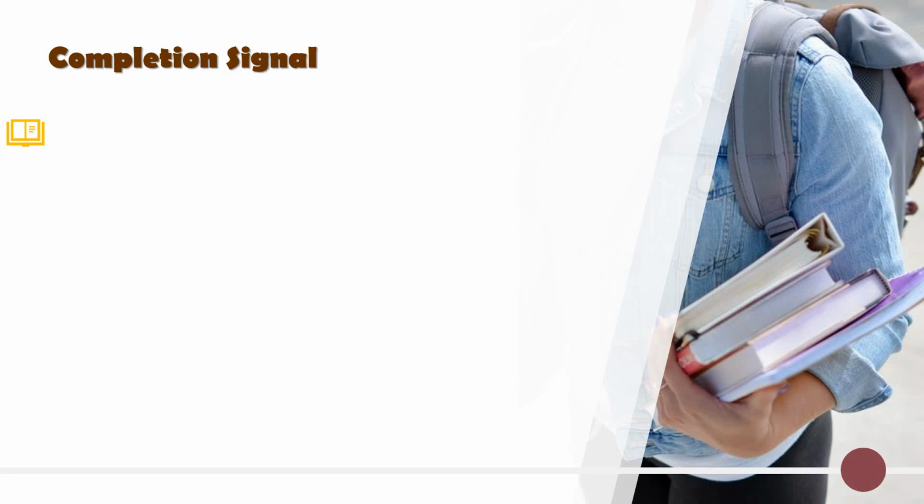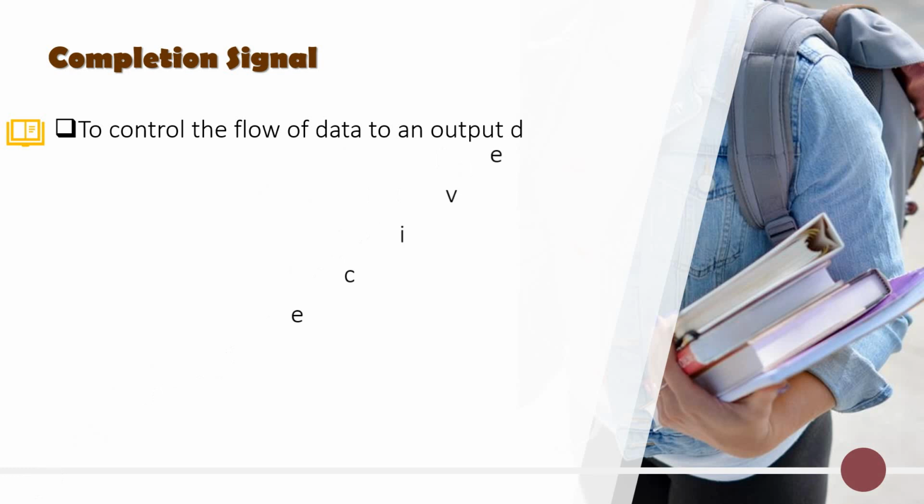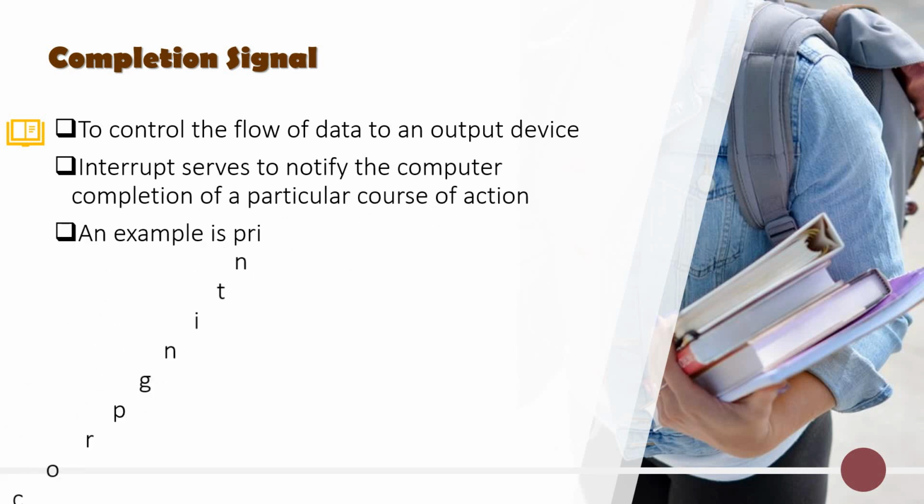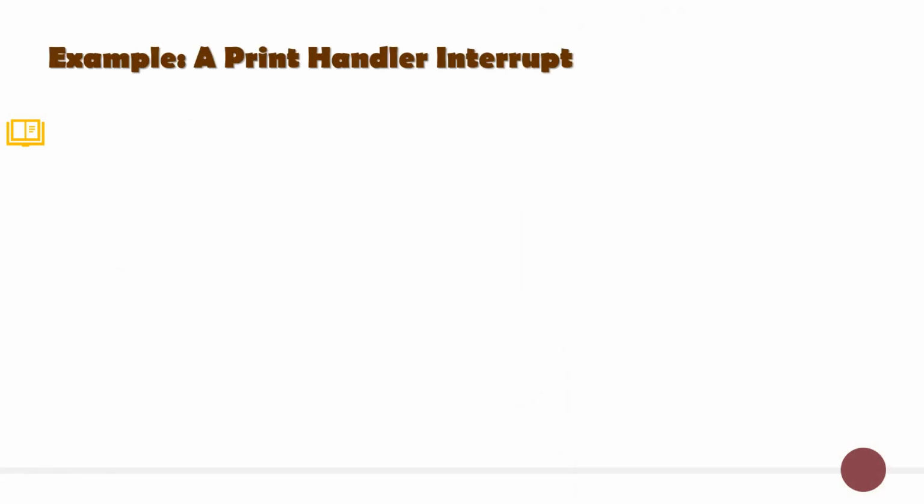Completion signal. It is used to control the flow of data to an output device. The interrupt serves to notify the computer of the completion of a particular course of action. Examples are the printing process and the DMA process. Example: a print handler interrupt.